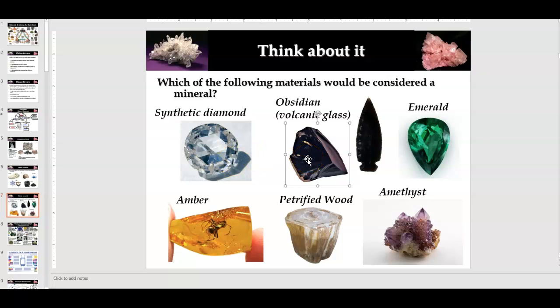Obsidian is actually a type of rock. It actually has lots of different minerals inside of it. It's volcanic glass, and glass is that as well. It's not a distinct structure, so therefore it is not a mineral.